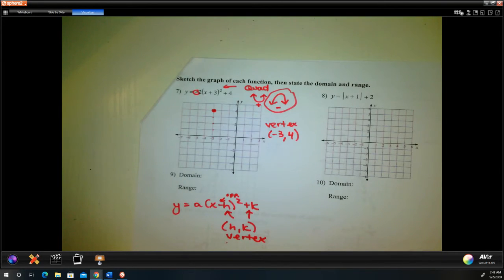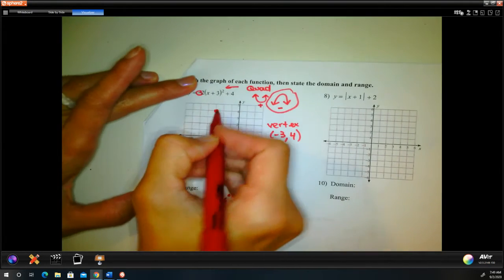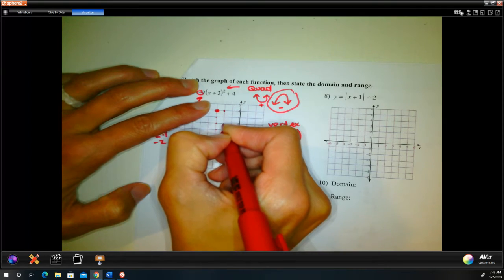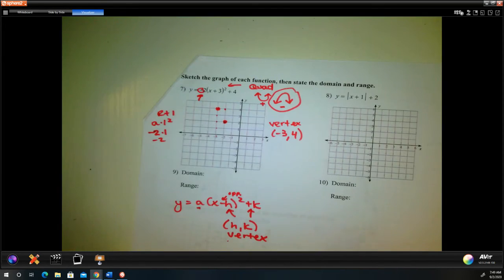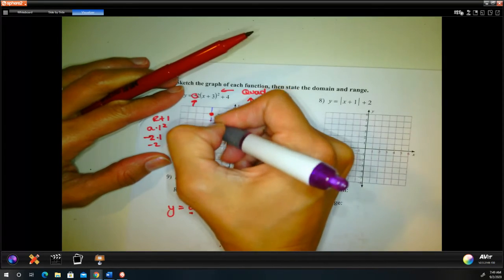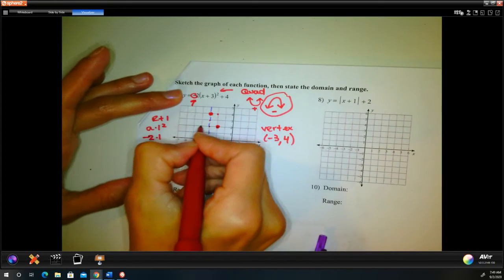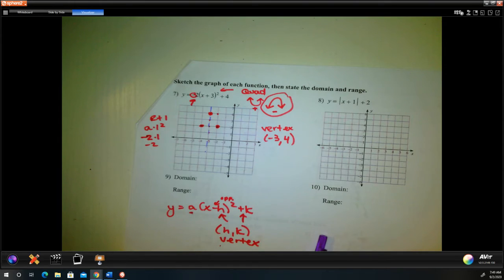And then we want to make sure we open down. So I'm going to move right 1. So if I go right 1, I want to do a times 1 squared. a is this value, right? The one in front. So negative 2 times 1, because 1 squared is 1, gives me negative 2. Right 1, down 2. Remember, this is my axis of symmetry. So this point is going to get mirrored over here, because it's a line of symmetry.